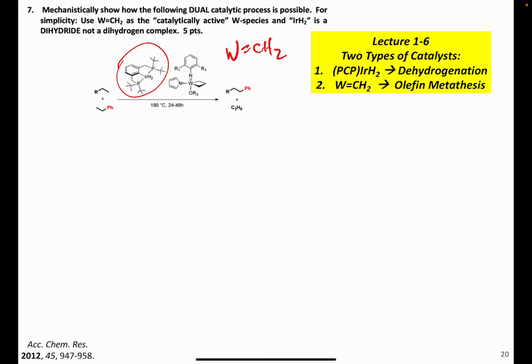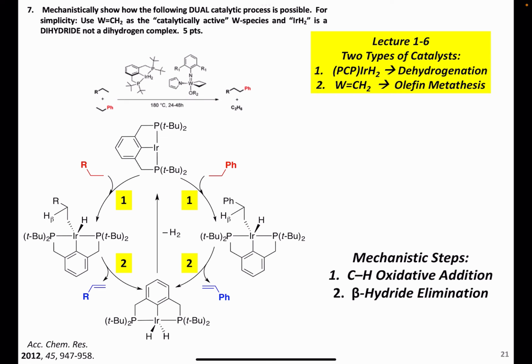The iridium PCP compound is used for the dehydrogenation of alkanes, while the tungsten methylidyne is used for olefin metathesis. And so how does this process occur? We're going to start with the iridium dihydride. We know that the active species is really this iridium(I), d8, 14-electron fragment. How do we get there? What we must do first is lose an equivalent of dihydrogen.